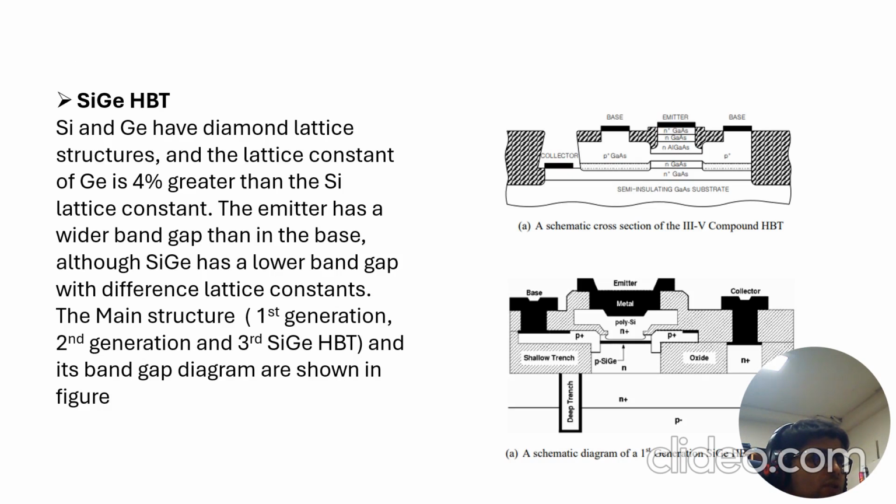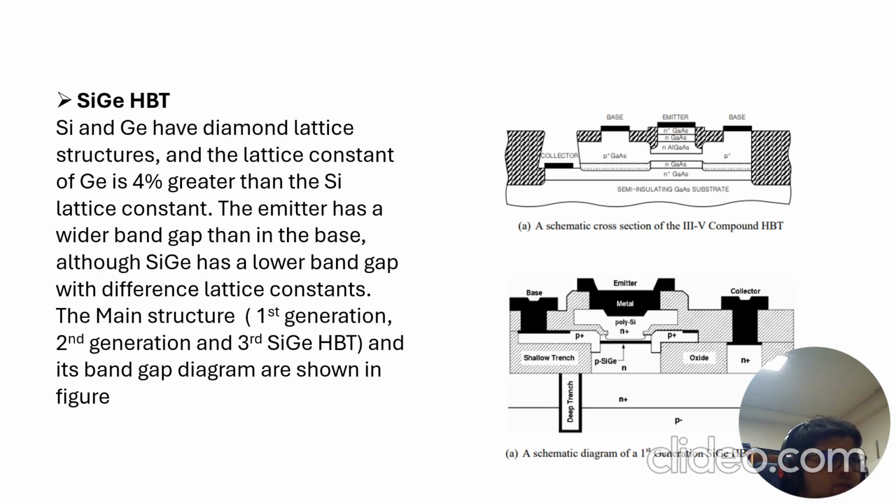Talking about silicon germanium SPT, silicon germanium diamond lattice structure. The silicon germanium lattice constant is 4% larger than the silicon lattice constant. The emitter has a wider band gap than the base, although the silicon germanium has a lower band gap with a different lattice constant.